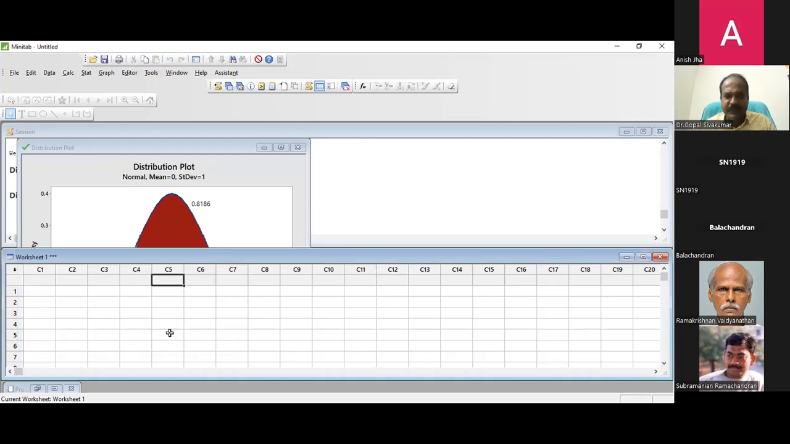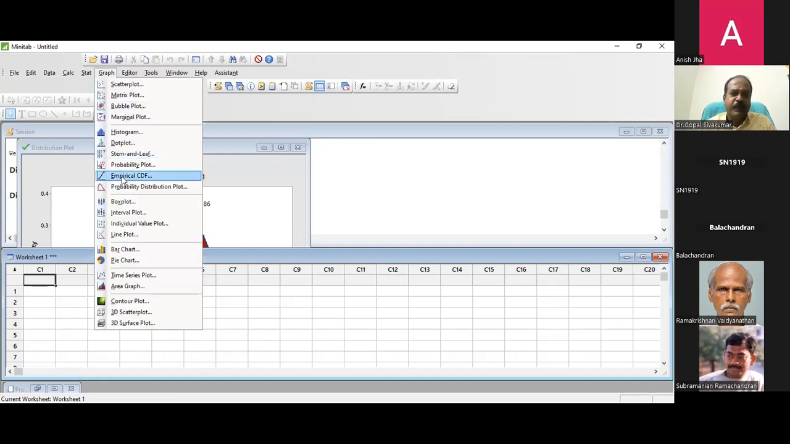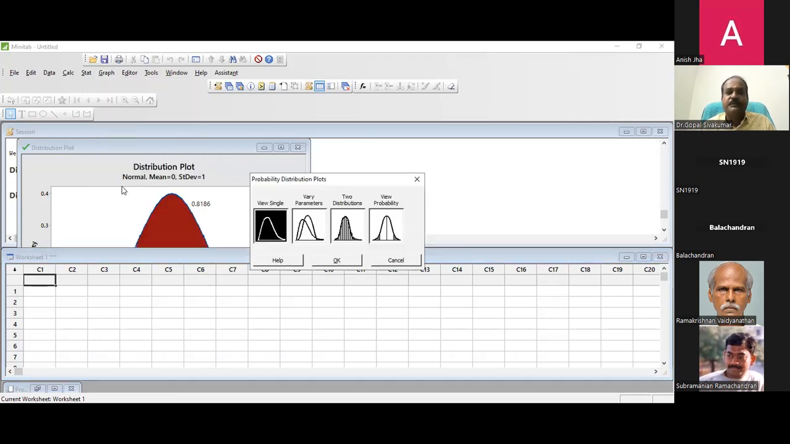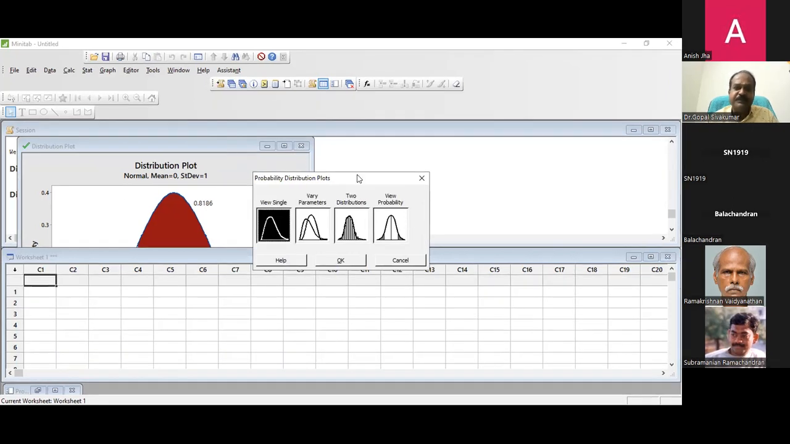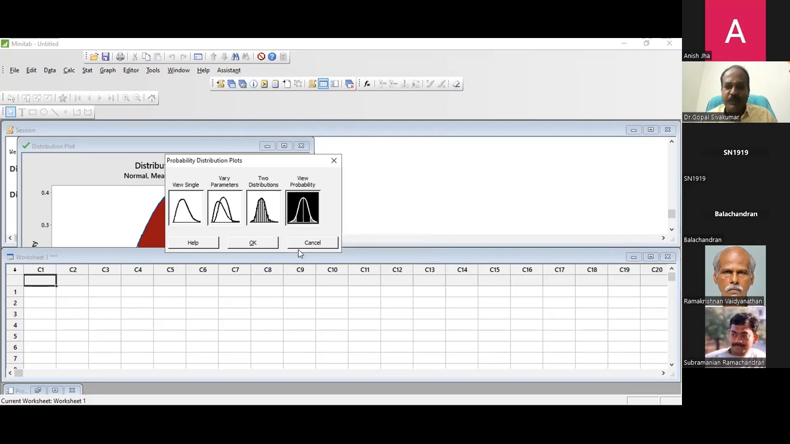Can you see Minitab here? Yes, sir. Please go to Graph, then Probability Distribution Plot. Then View Probability.